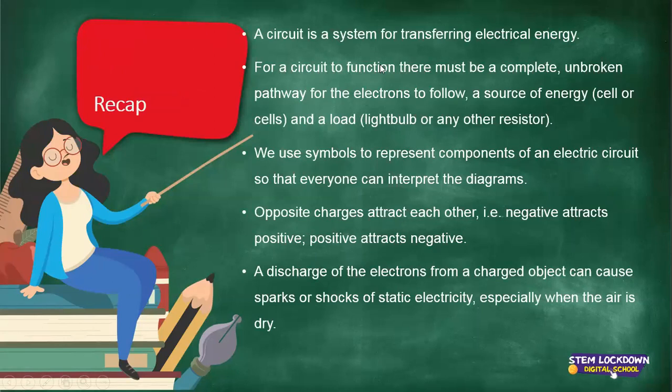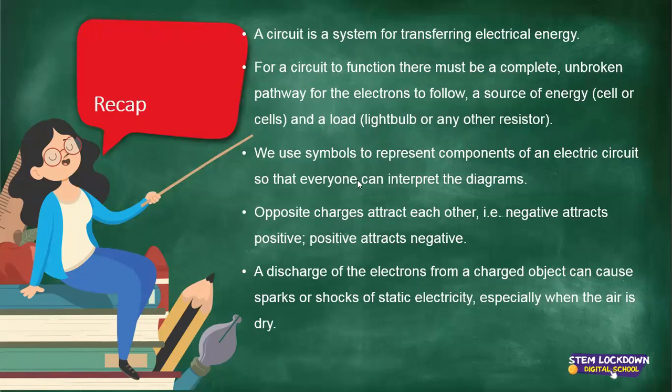Revision from last week, a quick recap. A circuit is a system of transferring electrical energy. For a circuit to function, there must be a complete pathway for the electrons to flow. So that means that the circuit cannot be broken. It must have a source of energy, which is basically a cell or a combination of cells, and it must have a load. Now, a load would be a light bulb or any other form of resistor that gives you light.